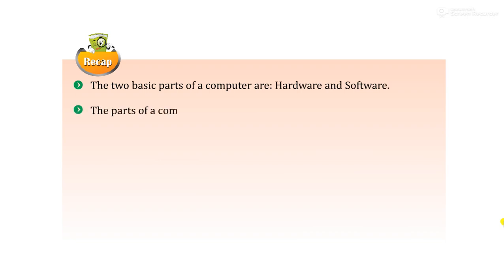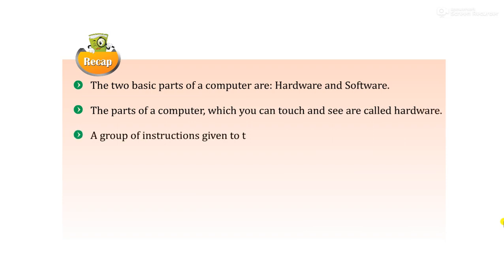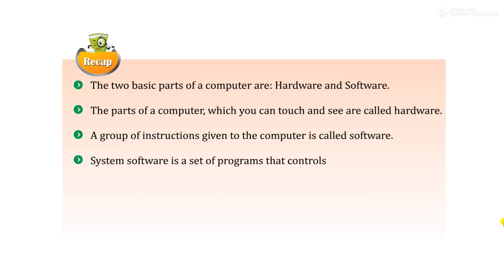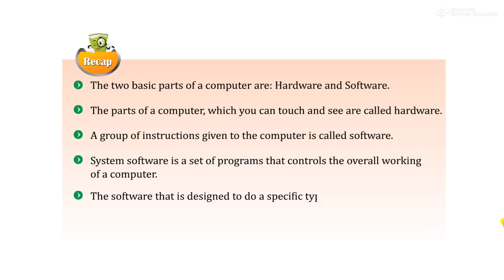Okay students, let us take a recap of this chapter. The two basic parts of a computer are hardware and software. The parts of a computer which you can touch and see are called hardware. A group of instructions given to the computer is called software. System software is a set of programs that controls the overall working of a computer. The software that is designed to do a specific type of work is called application software.